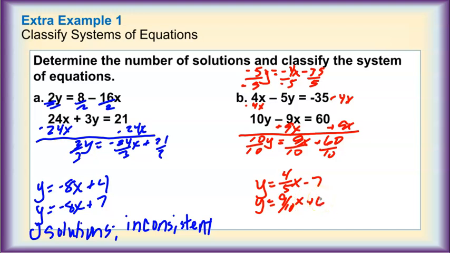Now, since the slopes are different, that means I'm going to have one solution. And this is consistent because it crosses. It has one solution, and this would be independent because it has only one exact solution. So as a quick review on how you can classify systems of linear equations.